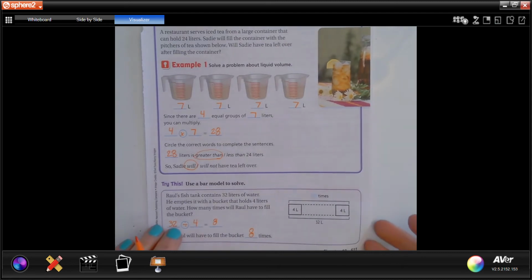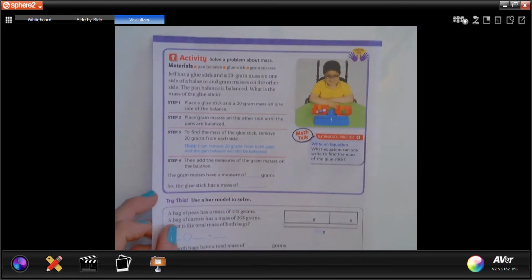All right, we're going to move on to the next page. Go ahead and flip over to page 612.